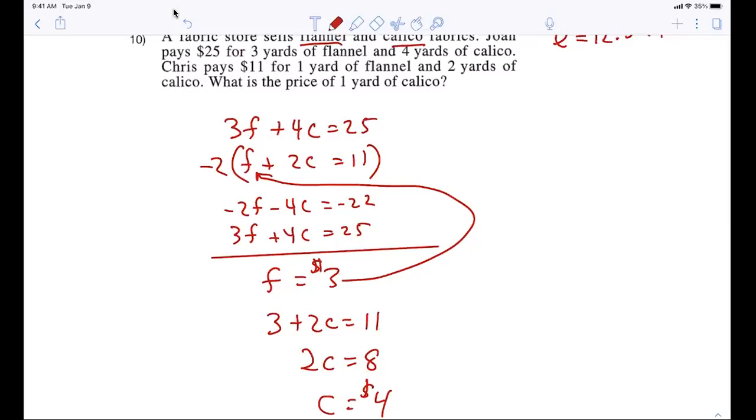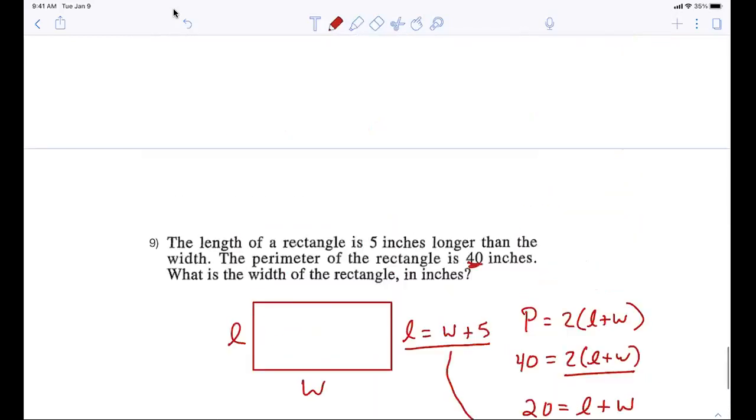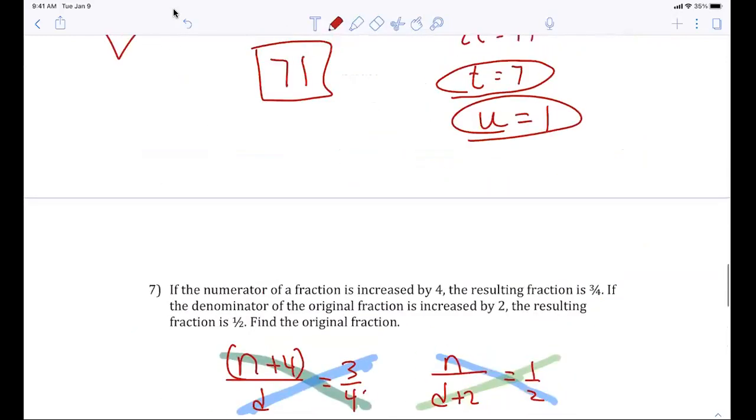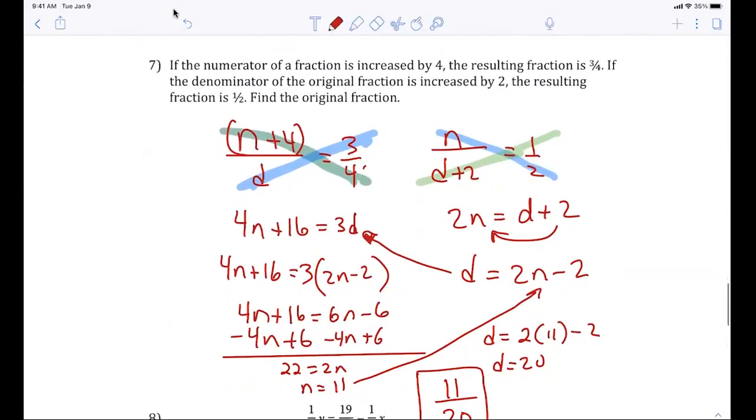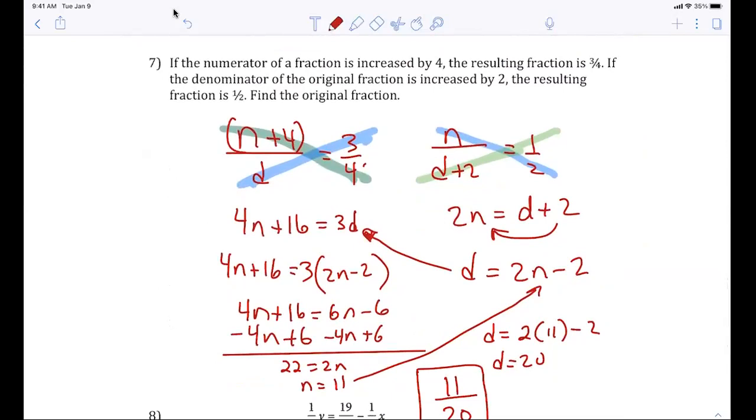Can you go back to number 7? The only thing I added, like I said, to the test was the investment problem.